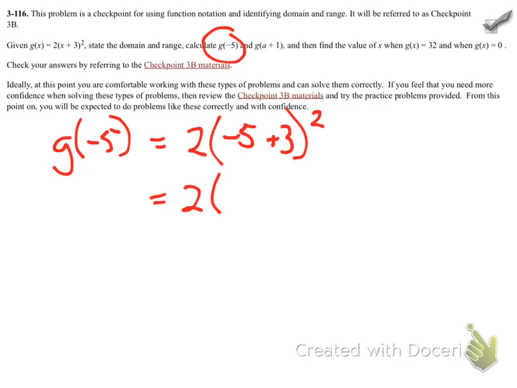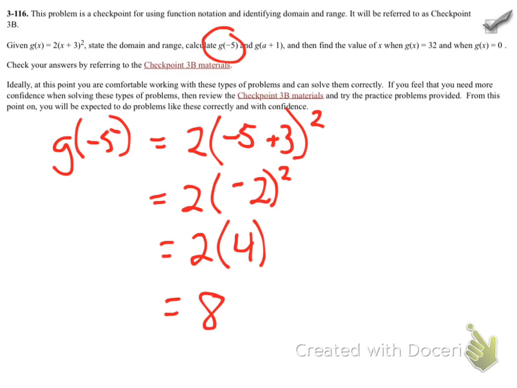Working inside the parentheses, negative 5 plus 3 is going to be negative 2. Negative 2 squared is going to be a positive 4. And 2 times a positive 4 is 8. So that means that when the x value of this function is negative 5, the y value is 8. So I evaluated the function at negative 5.